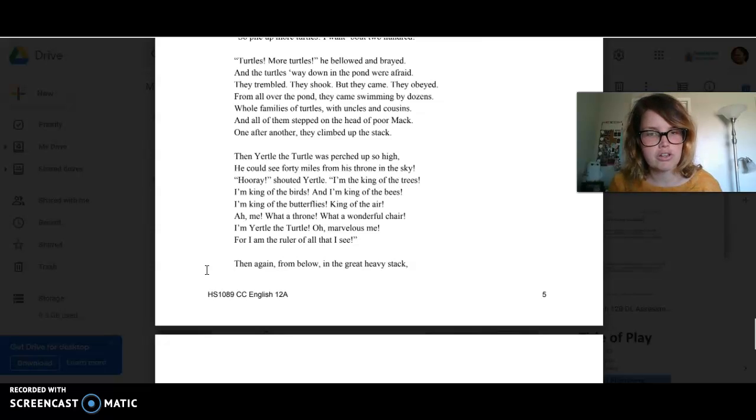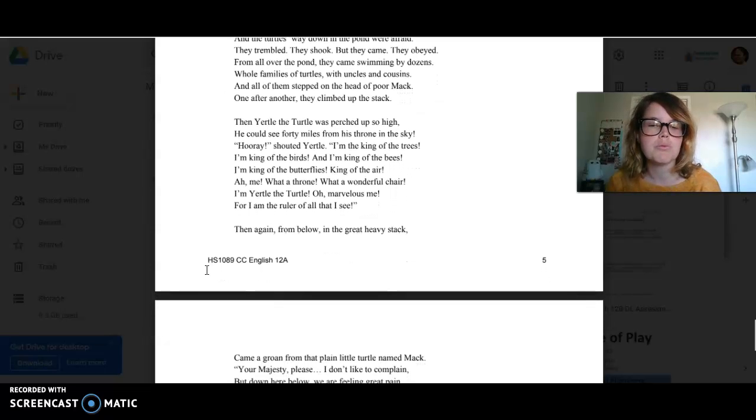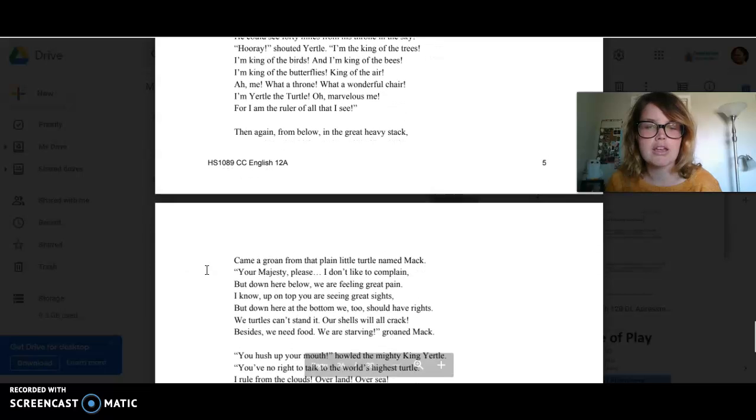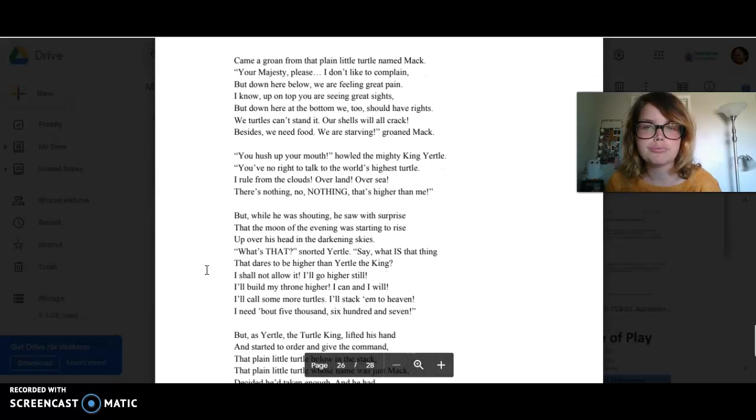"Hooray," shouted Yertle, "I'm king of the trees, I'm king of the bees, I'm king of the birds. I'm king of the butterflies, king of the air. Ah me, what a throne, what a wonderful chair. I'm Yertle the turtle, oh marvelous me, for I am a ruler of all that I see." Then again from below, in the great heavy stack, came a groan from that plain little turtle named Mac.